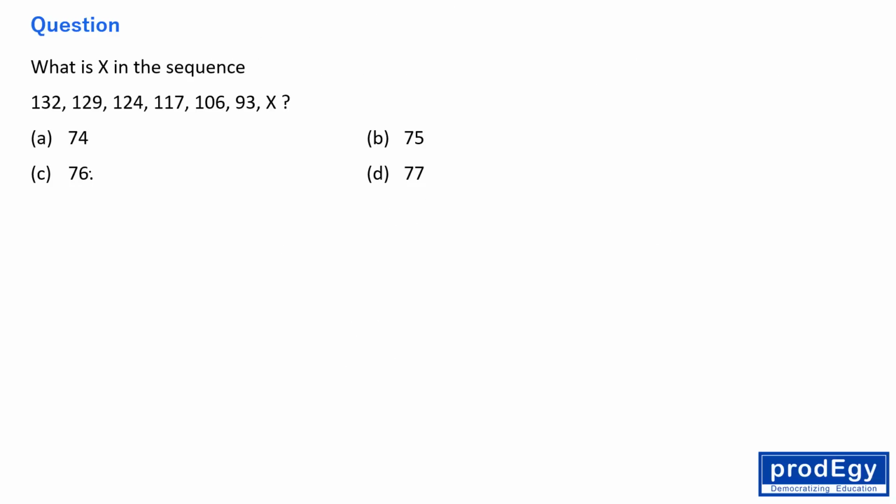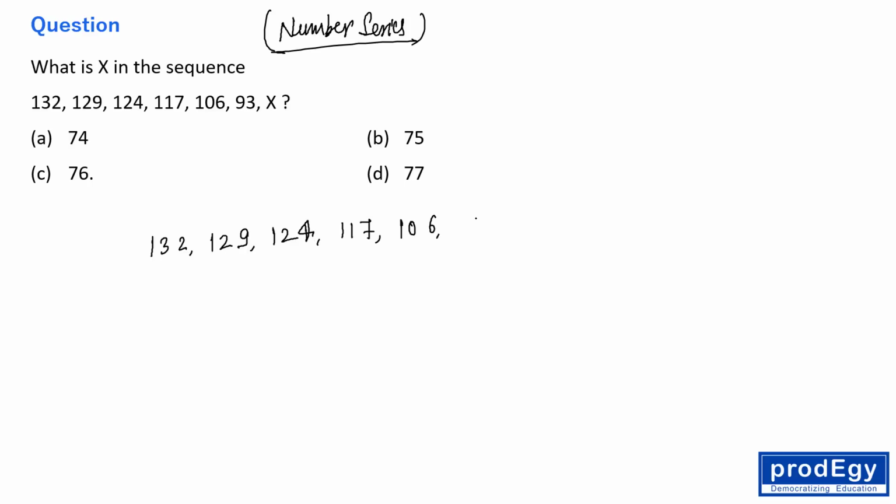What is x in the sequence? See everyone, this question belongs to number series, right? Again, numbers come into the picture. So 132, 129, 124, 117, 106, 93, x. This is what? This is minus 3. This is minus 5. This is minus 7. This is minus 11.